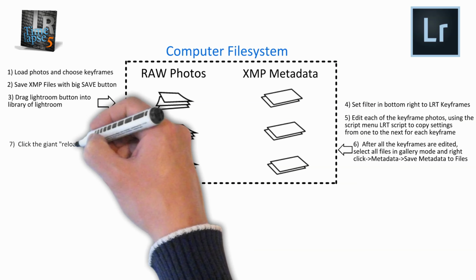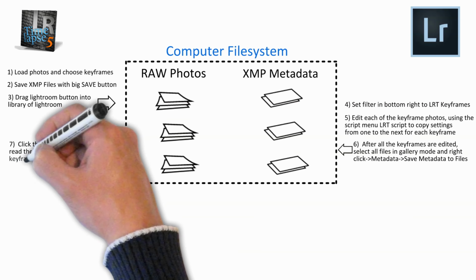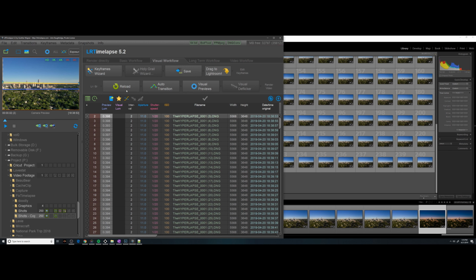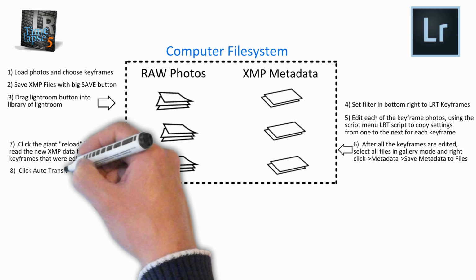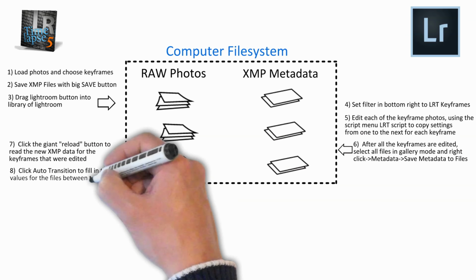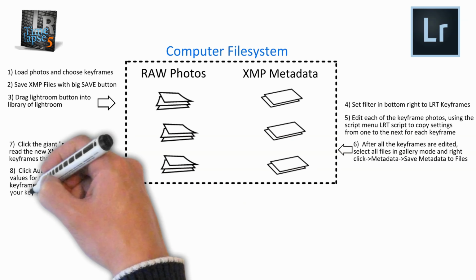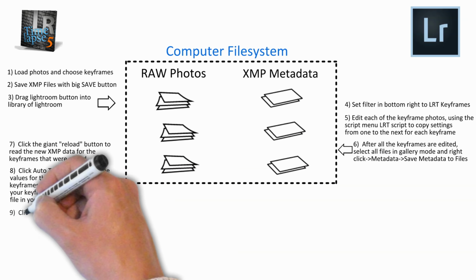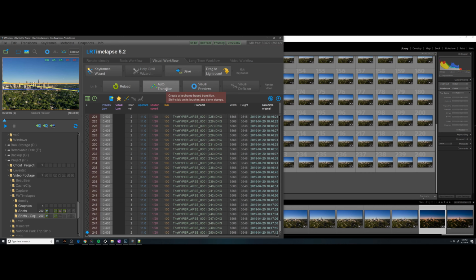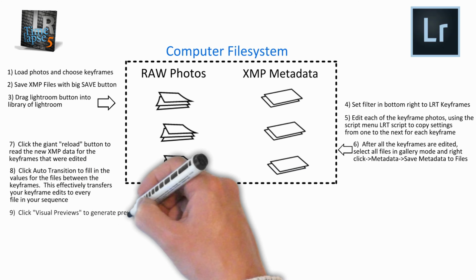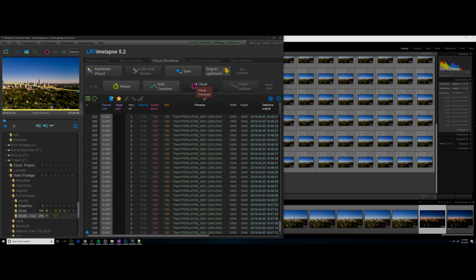With the metadata file saved, we now click back into LRTimelapse and click the giant Reload button on the second row in the workflow. Watch the time-lapse bar at the top to make sure it finishes reloading all of the metadata. Next, click Auto Transition to fill in the values for the files between each of the keyframes. This will build a transition from one keyframe to the next to make it smooth. Step 9, click on Visual Previews to generate the previews for the files. This inexplicably does not use a status bar at the top.